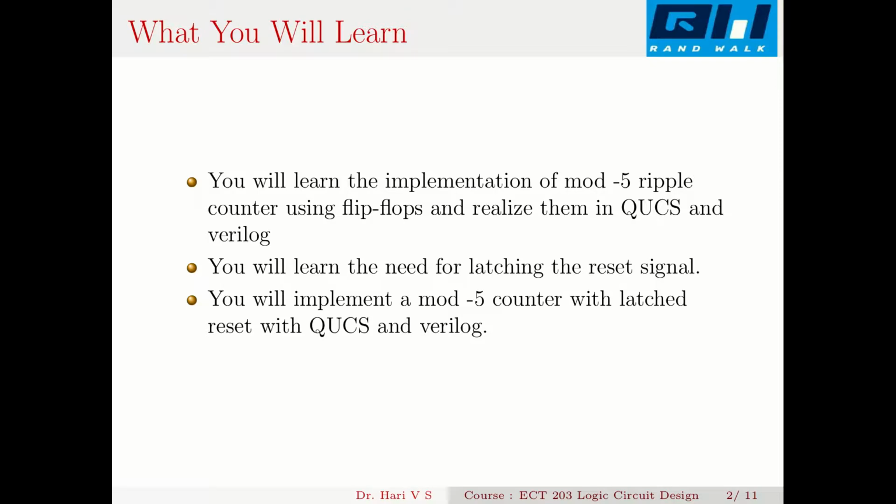So how do I do a mod 5 counter? It will have the counting cycles 000, 001, 010, 011, 100. Then when it is about to count 101, I am resetting the flip-flops so that the next count will be 000. But you need some modification for that reset signal. That is, you will understand the need for latching the reset signal. Then you will implement a mod 5 counter with a latched reset with QUCS and Verilog.